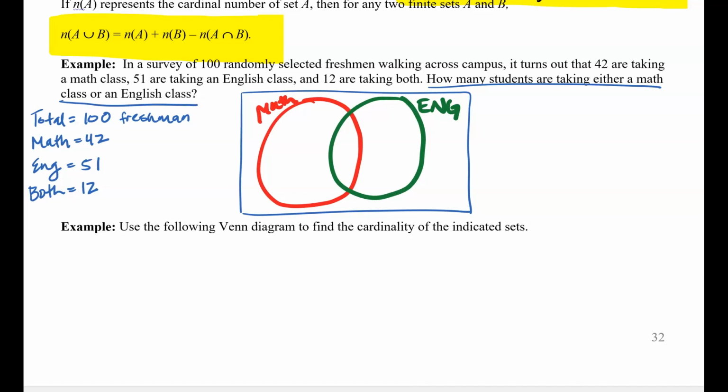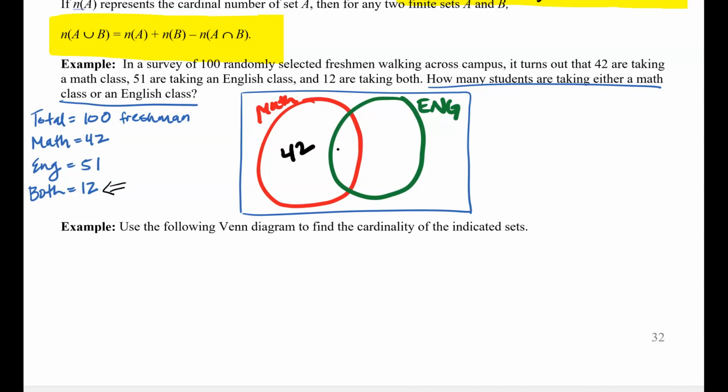Now, a lot of times what people do is they start at the top and say, okay, math is 42, and I see students do this. The problem is that's wrong. So take a minute and think about why that might be wrong. If 42 students are taking math, why can I not just stick the 42 right there? The reason is the math circle is all of this red, and there are some students that have math and English that are in this middle section. If I put all 42 on the outside, what this is saying is, hey, all of those 42 students are in only math and not English, and that's not true because I have 12 that are in both.